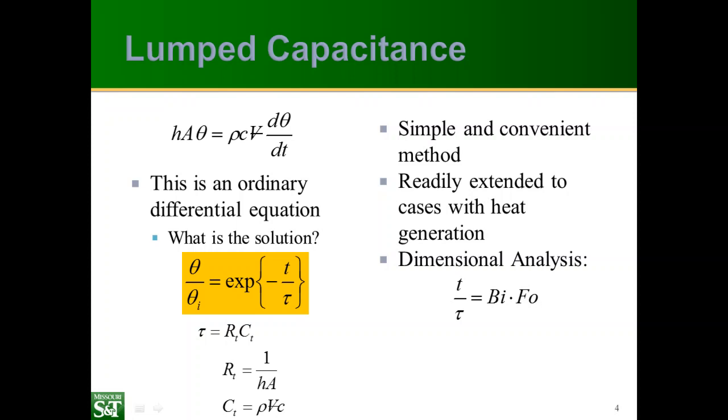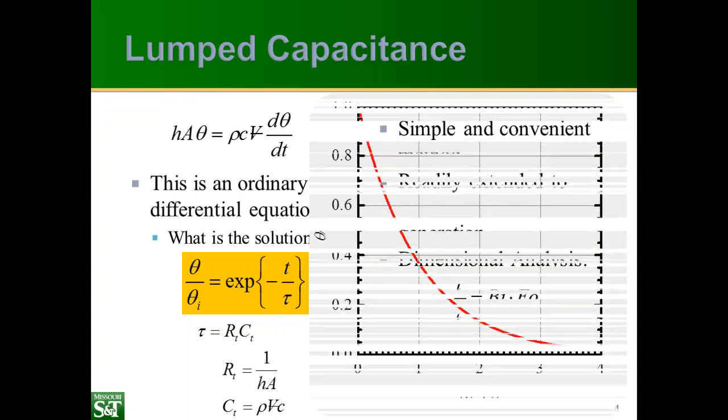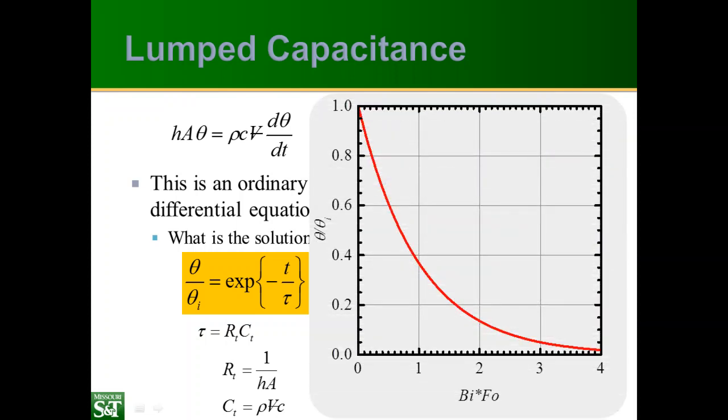times Fourier number. So we can actually graph the solution to this equation as theta over theta i as a function of Biot number times Fourier number, and we can converge every single lumped capacitance problem to this one single line. So this line describes every single lumped capacitance problem as long as the Biot number and the Fourier number are correctly defined, which is a very interesting feature of the solution, and it's very useful in engineering analysis.